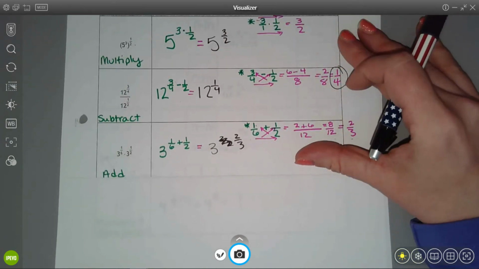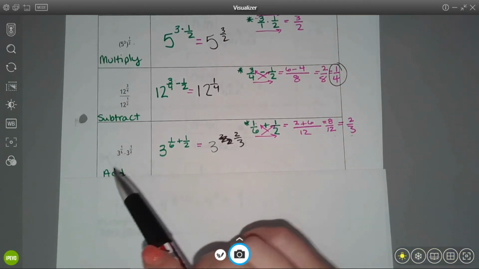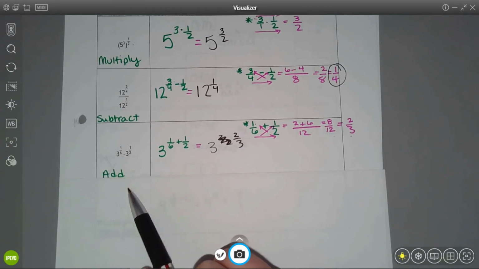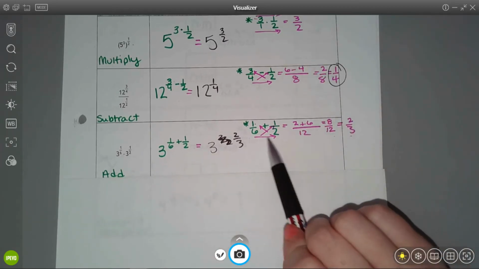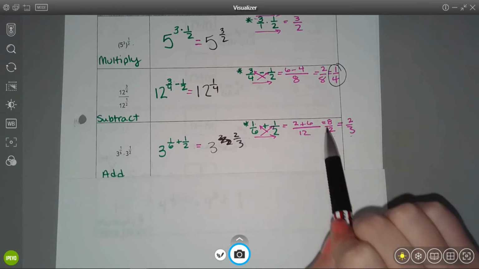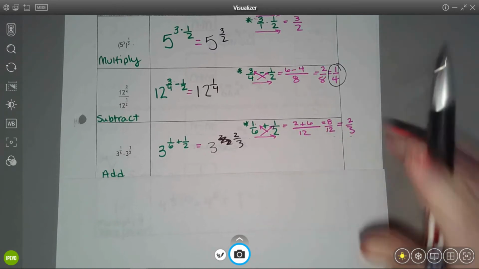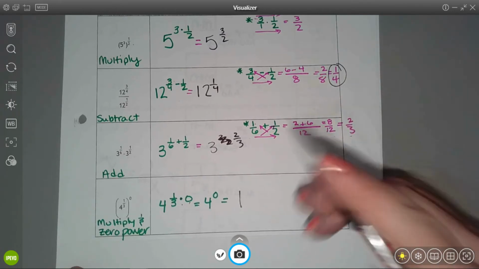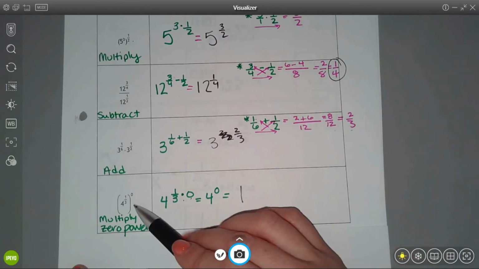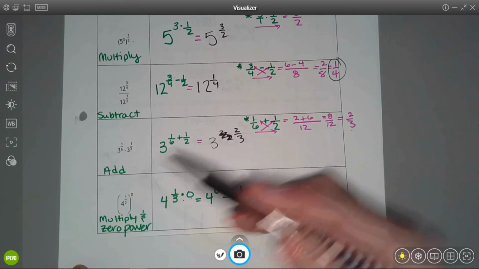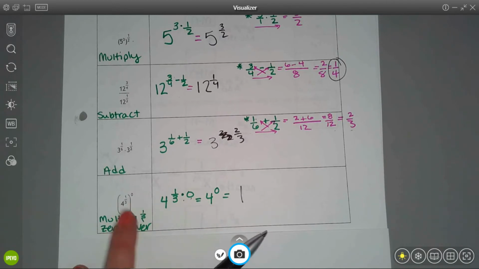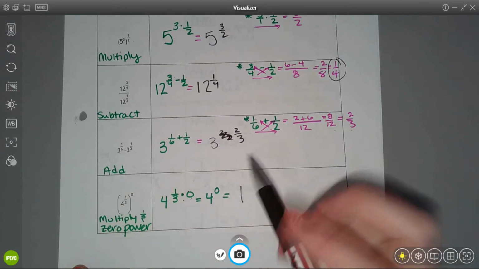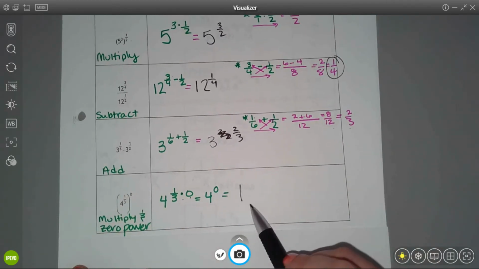Okay, here we have same bases being multiplied, so we have to add them. Okay, you got to find your common denominator. And with that, my final answer is 2/3. Down here, a couple ways we could do this. We could distribute that 0, but it doesn't matter because the entire thing is being raised to the 0 power. Anything raised to the 0 power equals the whole number 1.